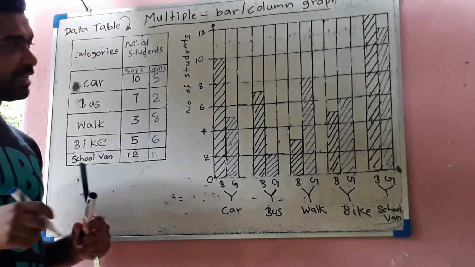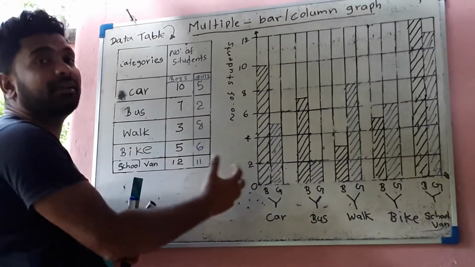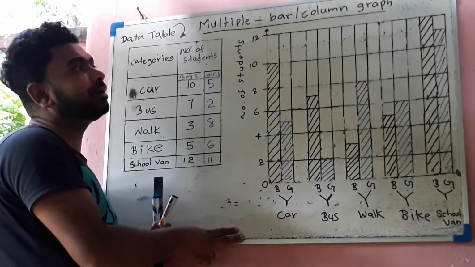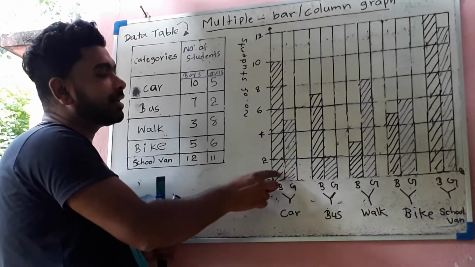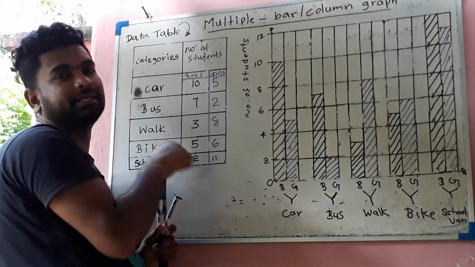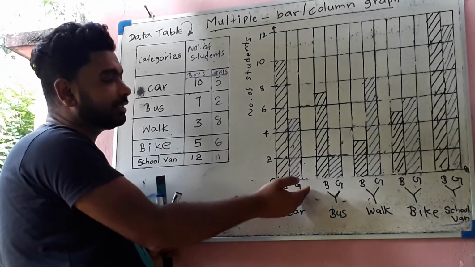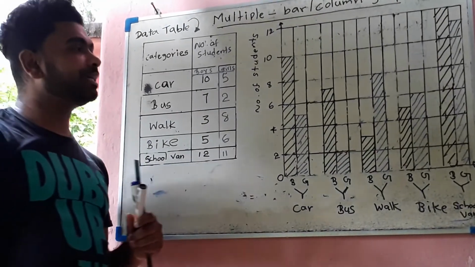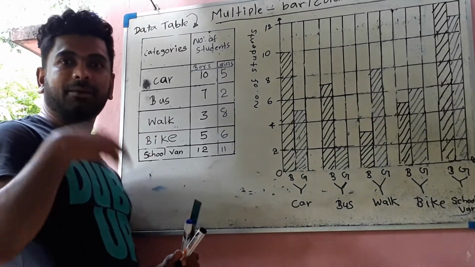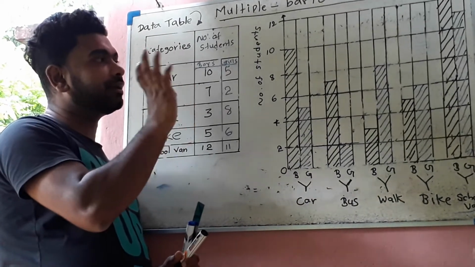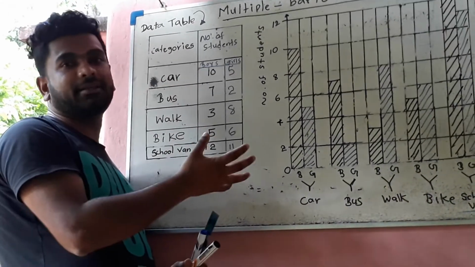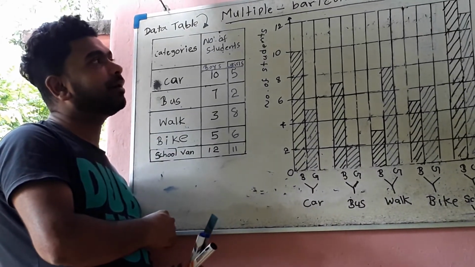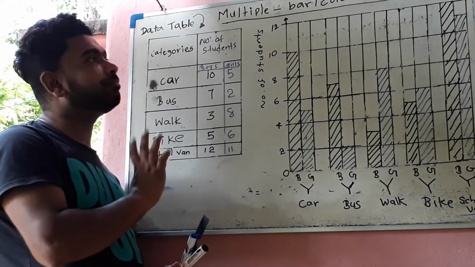So easily you can see we have used subcategories. That's why this becomes a multiple bar graph, multiple column graph. So two bars we have used for one main category. For car, here represents girls, here represents boys. And we have kept the same size gap between the main categories. Then the person who studies this graph can easily understand and interpret the data. So this is a multiple column graph or multiple bar graph.